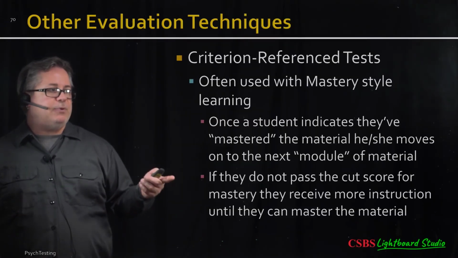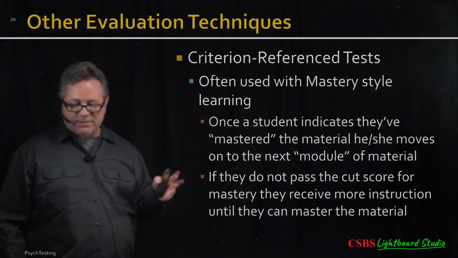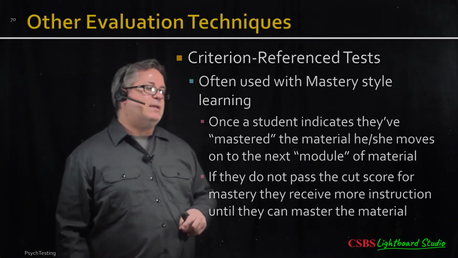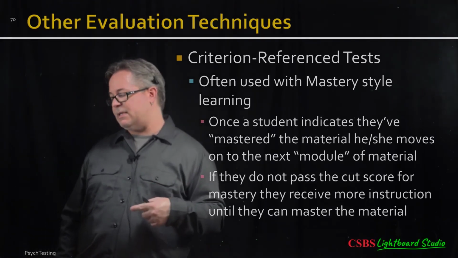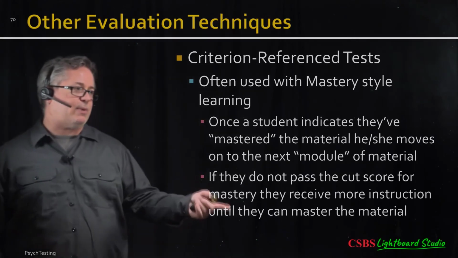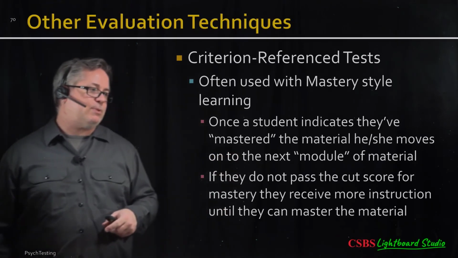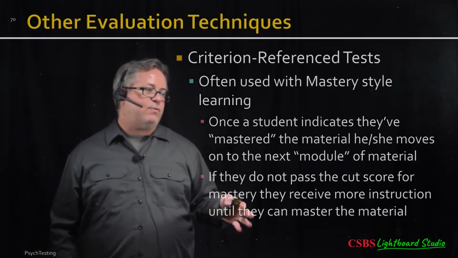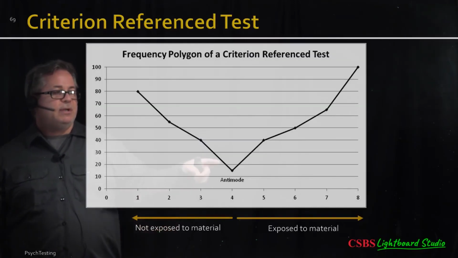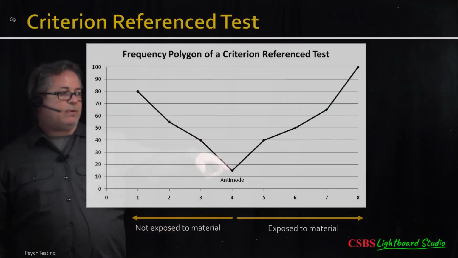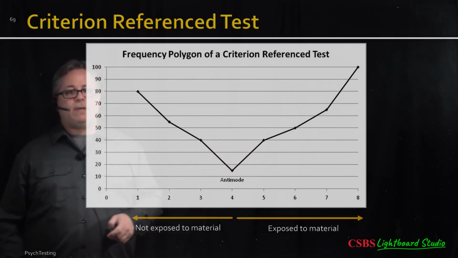Because of that, it's often used with this sort of mastery style learning. A friend of mine did their graduate thesis years ago on mastery learning. This is the idea of having students continue to learn material and take an exam or a quiz until they actually get it correct. Once a student indicates they've mastered the material, he or she moves on to the next module. If they do not pass the cut score for mastery, then they receive more instruction until they can master the material. How do we know what the cut score is? Based on doing it this way, we figure out that the cut score has got to be 5 or better for them to show they mastered the material.